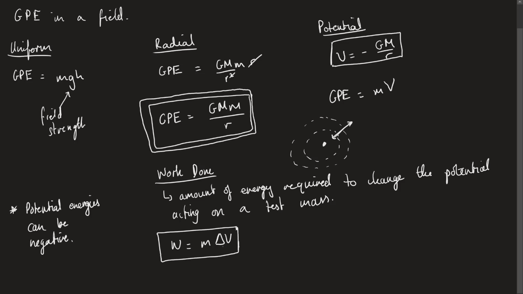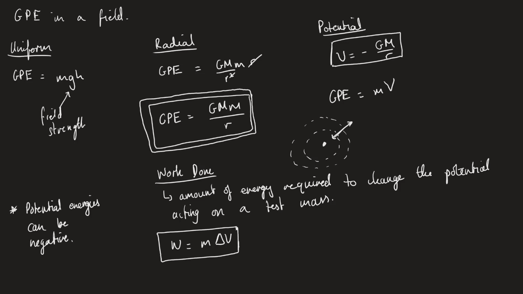Now, what I would say is that this work done, what we're going to assume is that it always has to be positive for when you're escaping the field. So if you want to get away from Earth, you then have to put in energy, so the amount of work done will be positive.